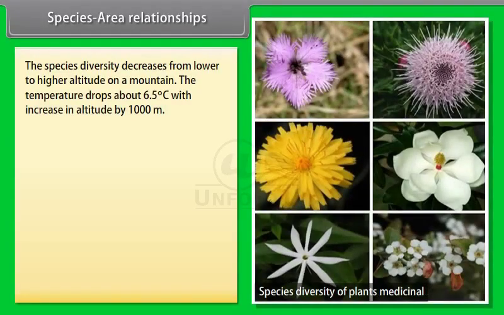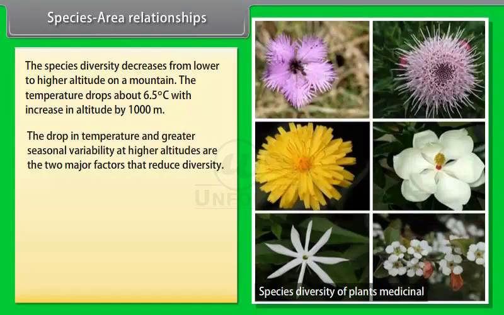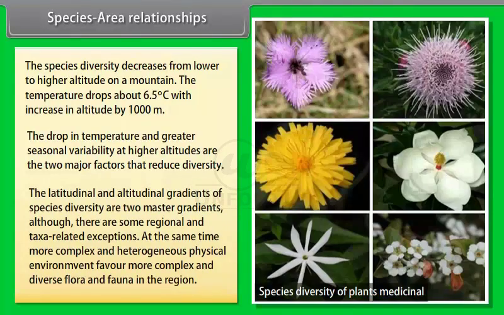Species, area relationships. The species diversity decreases from lower to higher altitude on a mountain. The temperature drops about 6.5 degrees Celsius with increase in altitude by 1000 meters. The drop in temperature and greater seasonal variability at higher altitudes are the two major factors that reduce diversity. The latitudinal and altitudinal gradients of species diversity are two master gradients, although there are some regional and taxa-related exceptions.